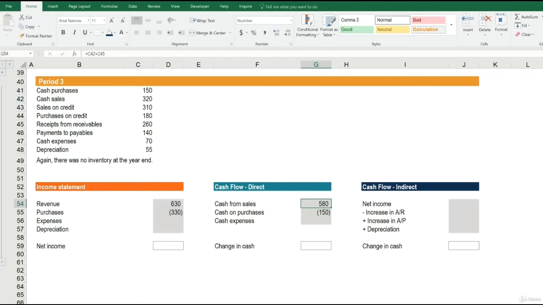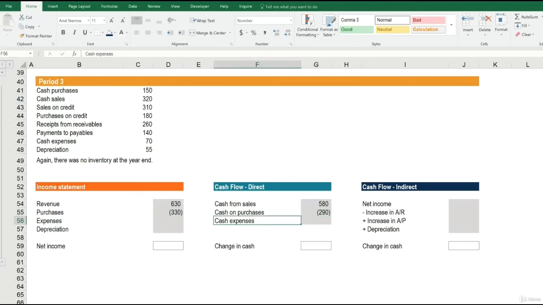We now have cash received from sales of 580. Next up, we see that payments to payables of 140 were made. That means we go to cash purchases and we add to that the payment to payables of 140. So now the total cash purchases outflow is 290.